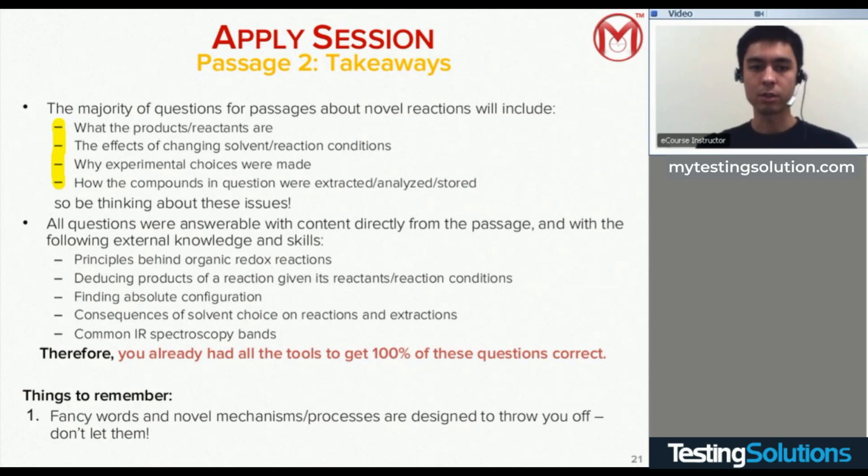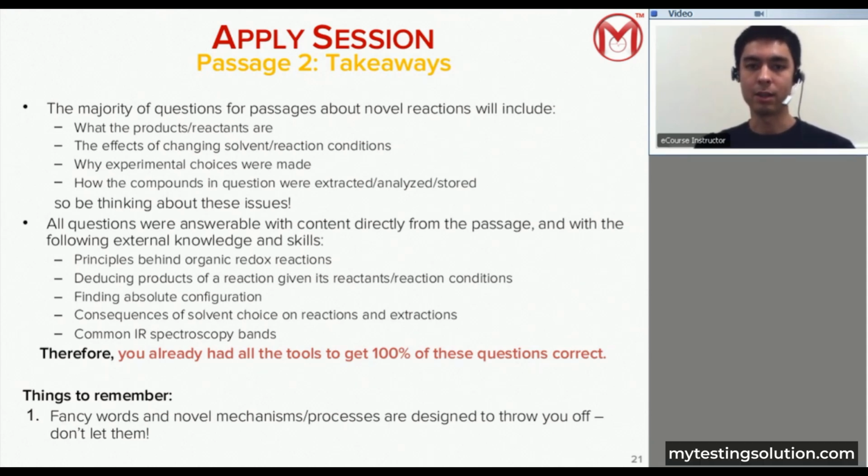All the questions were answerable with content we've talked about before, right? Spectroscopy bands, finding absolute configuration, basic things, and analysis about reaction conditions, extractions, organic redox reactions. So you had 100% of the tools to answer these questions correctly. Things to remember going forward: don't get scared off by fancy words, these novel mechanisms. They're designed to throw you off. Do not let them throw you off, all right?